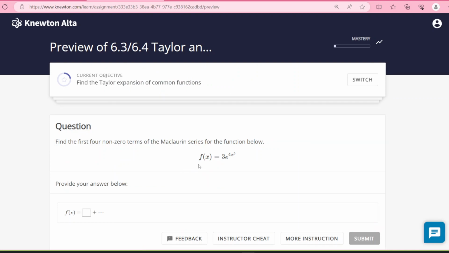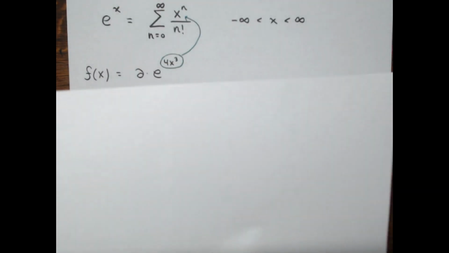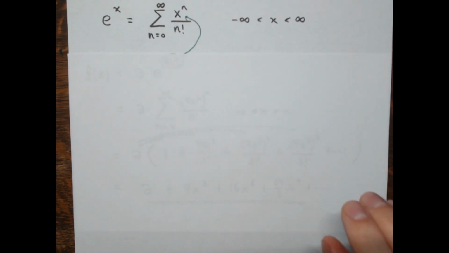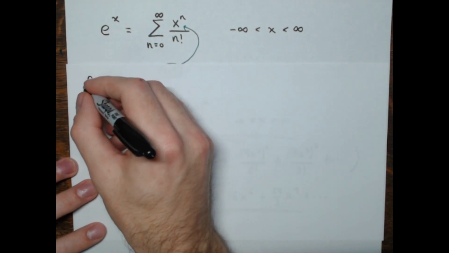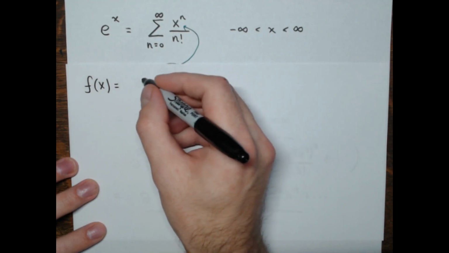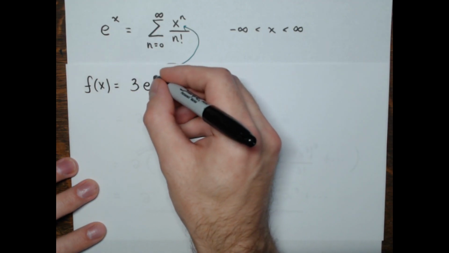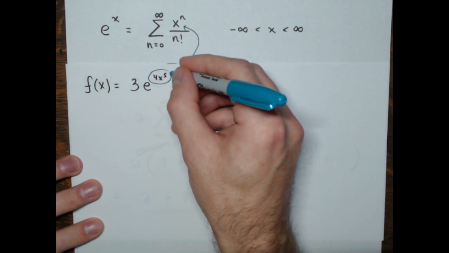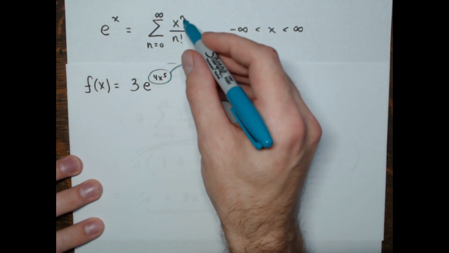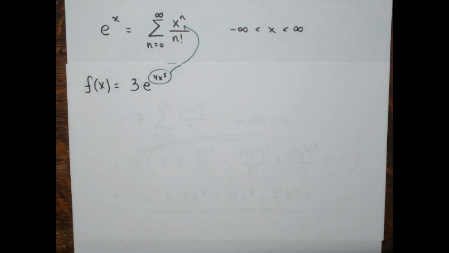Once again, the first four non-zero terms of some Maclaurin series, and it involves e to a power again. So this is very, very similar to the last problem. So I'm just going to cover up the work from the last problem here, and all we're changing is, here's the Maclaurin series for e to the x. But this time, the function we're given is 3 times e to the 4x to the fifth power. So now this 4x to the fifth power will replace x in the Maclaurin series for e to the x.